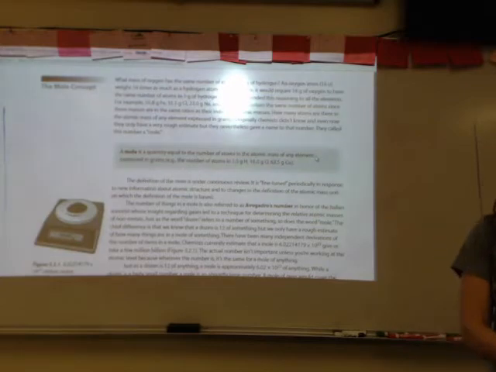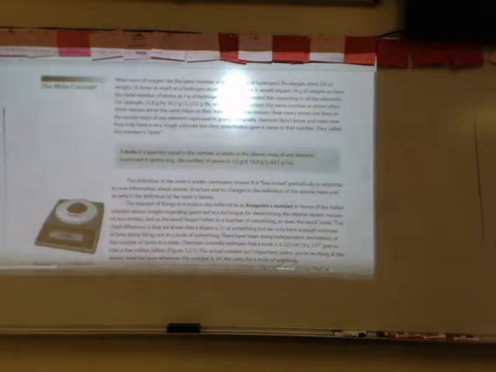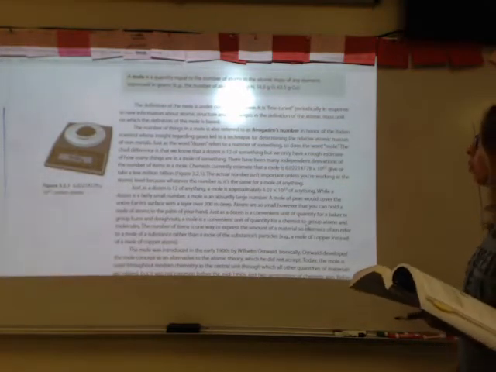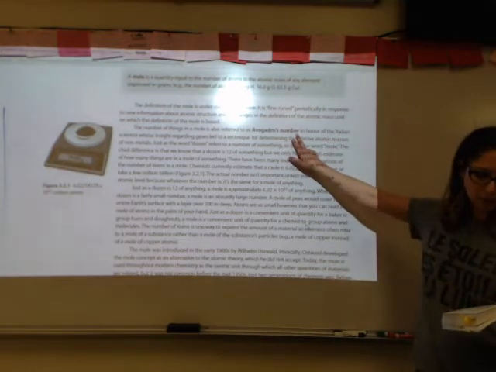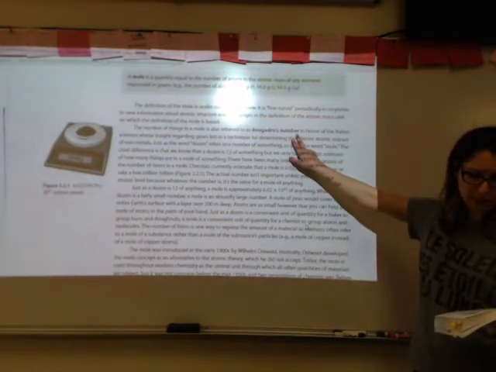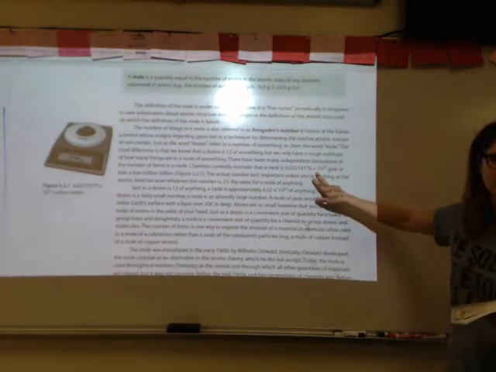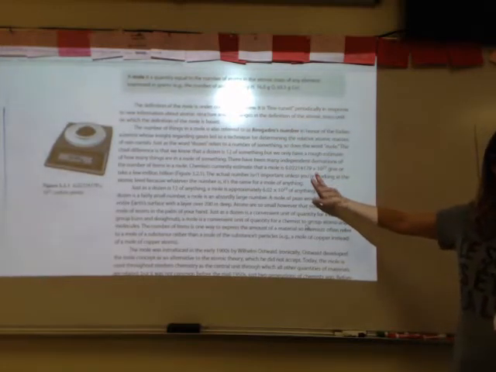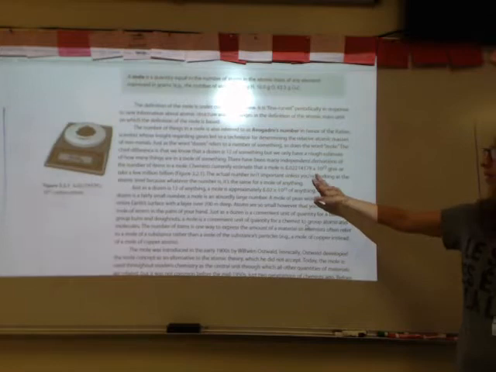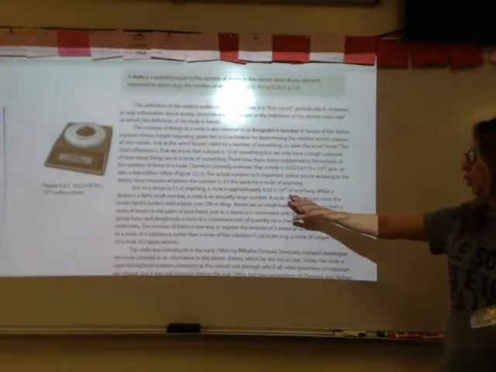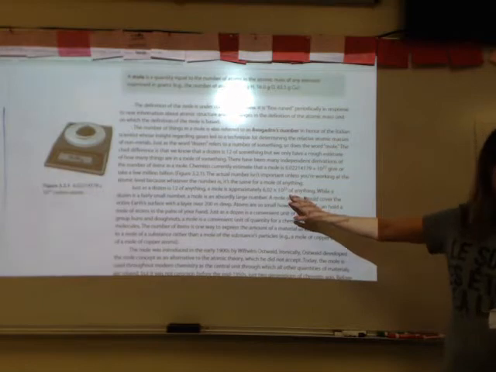And the definition of the mole is very, very useful when we're trying to convert between different units. So the number of things in a mole is referred to as Avogadro's number. And chemists currently estimate that a mole contains 6.02214179 times 10 to the 23rd things. So a mole is approximately 6.02 times 10 to the 23rd of anything, just like a dozen is 12.